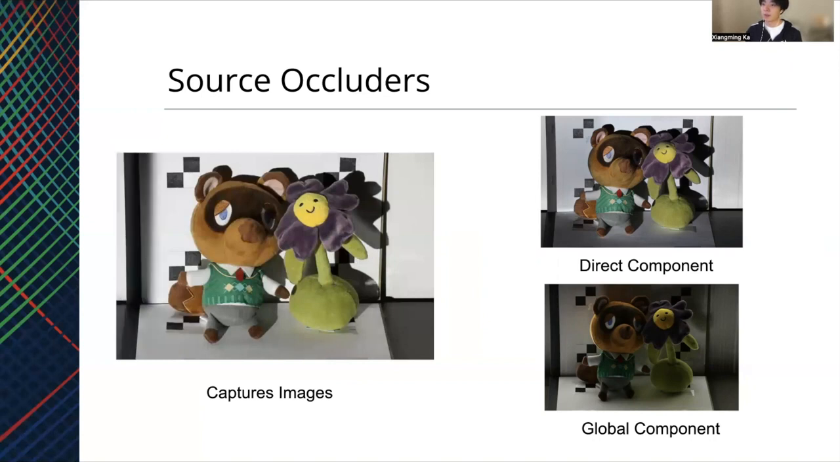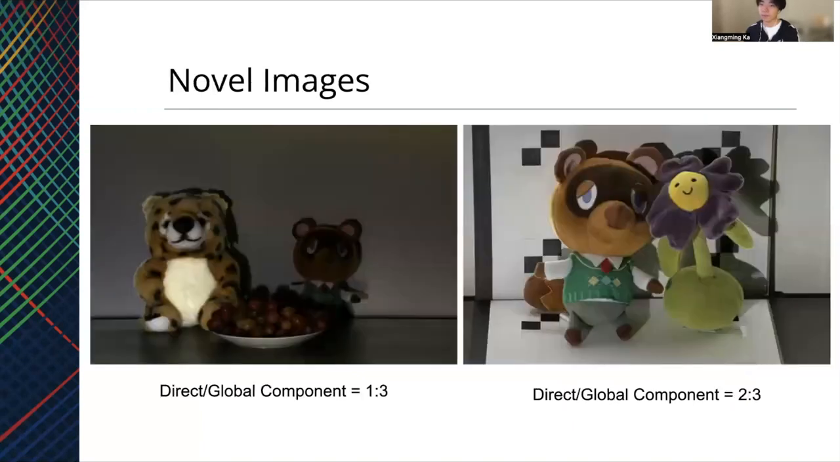This separation method can also be achieved by using a line occluder, such as a stick that's swiping across the scene to create high-frequency shadows. And finally, with the direct and global images computed from separation, we can adjust the weight of direct and global components to form a novel image.